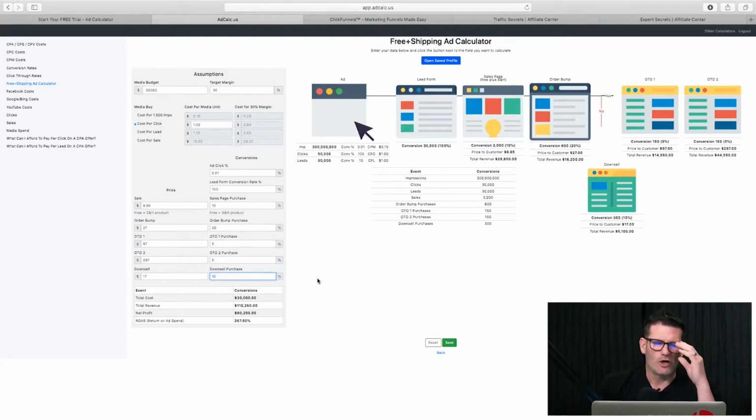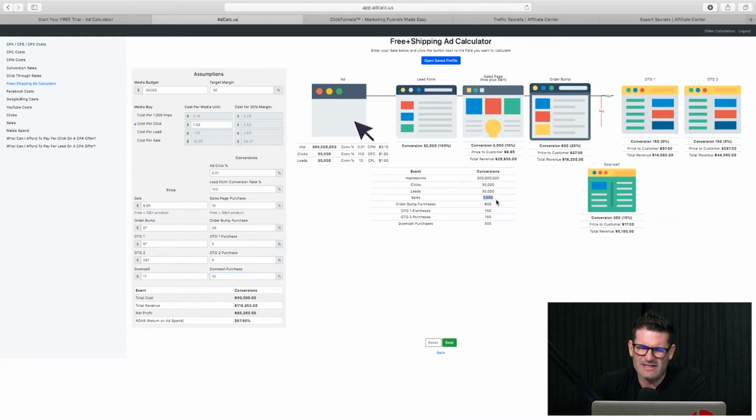Okay, so let's look at what happened now with this media buy. We ended up getting 30,000 clicks to the sales page. On those 30,000 clicks, we generated 3,000 leads.